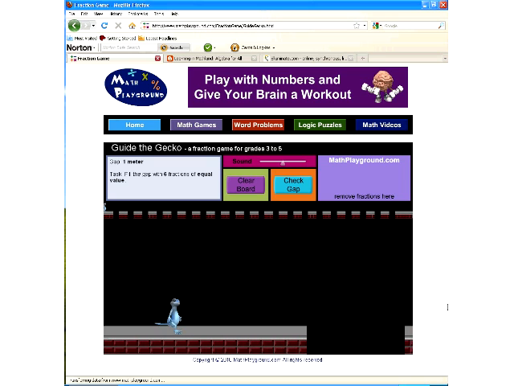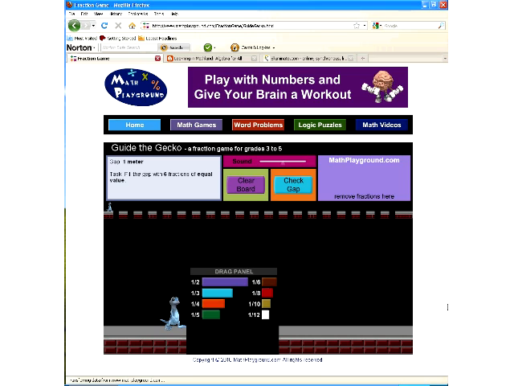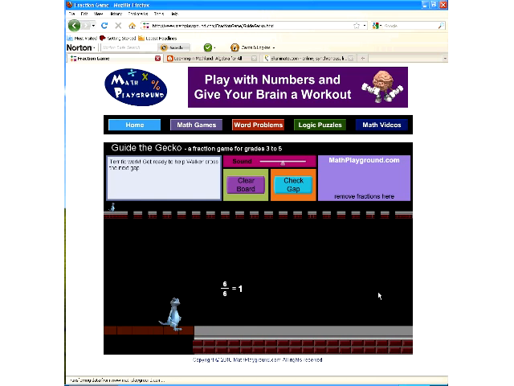There are actually 20 levels in this game, and it starts out really simple, and then it builds in complexity. So for example, the first challenge here is to fill the gap with 6 fractions of equal value. So we're told that the gap is 1 meter. So we need 6 pieces that each measure 1/6. And we check our gap, and if it's correct, the character continues over.